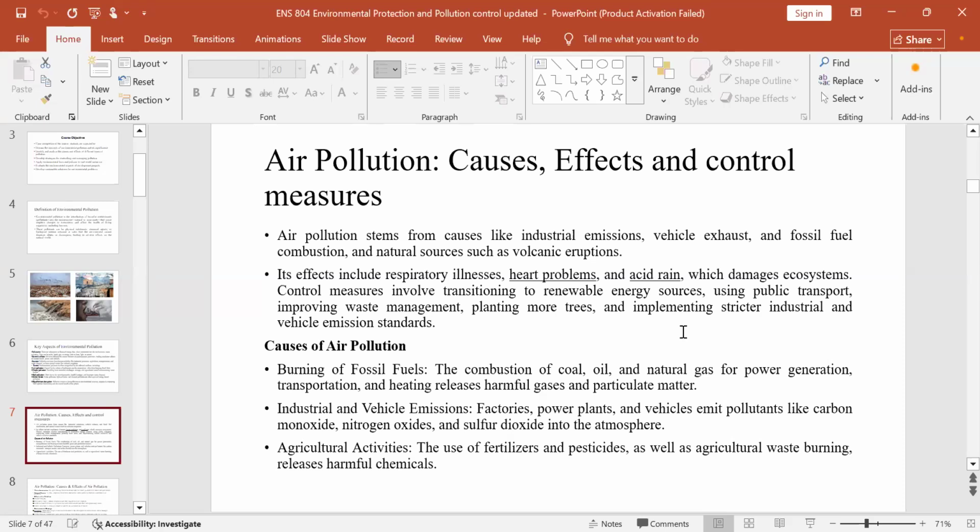So control measures involve transitioning to renewable energy sources, including public transport, improving waste management, planting more trees, and implementing stricter industrial and vehicle emission standards.